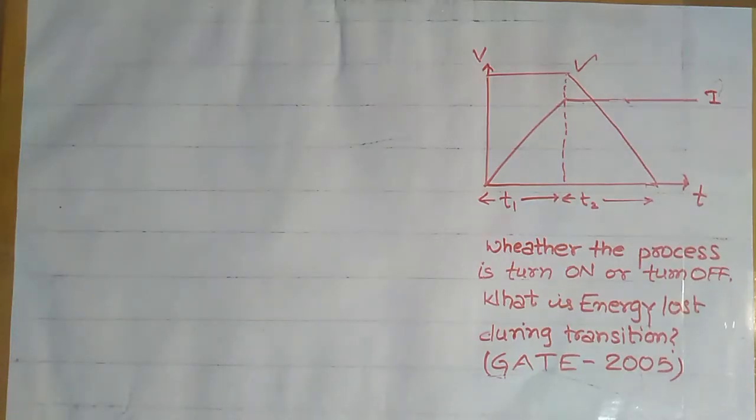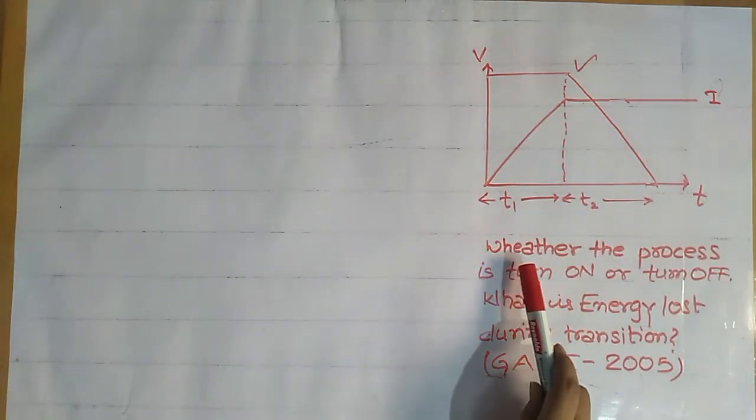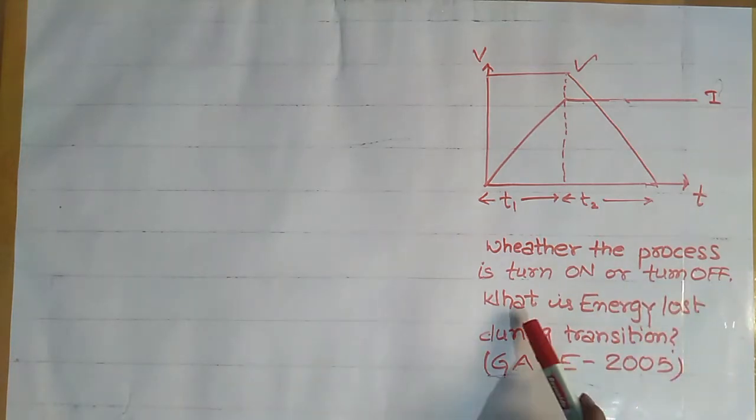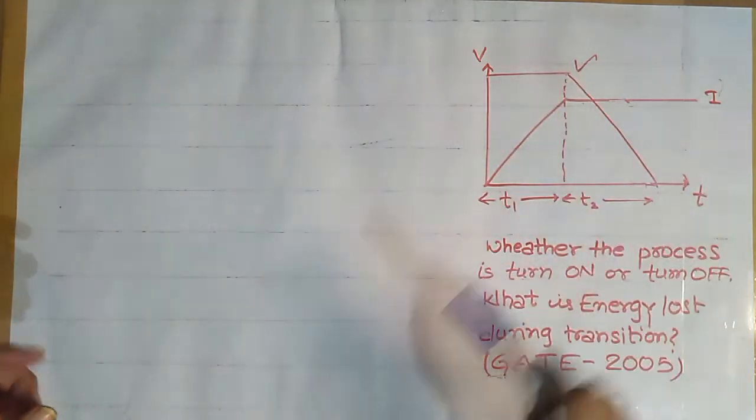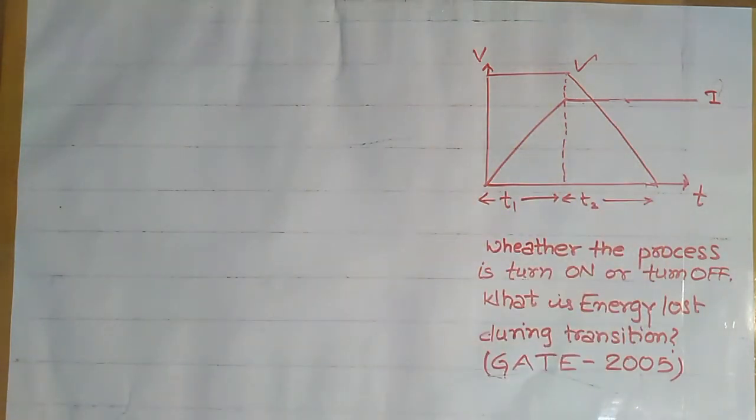Now we will solve this question that has been asked in GATE 2005. Here this characteristic is given. Here voltage changes from V to 0 and current changes from 0 to I, and we have to tell whether the process is turn on or turn off and what is the energy lost during transition. Here transition means change in voltage from V to 0 and change in current from 0 to I. So first we have to find what this process is.